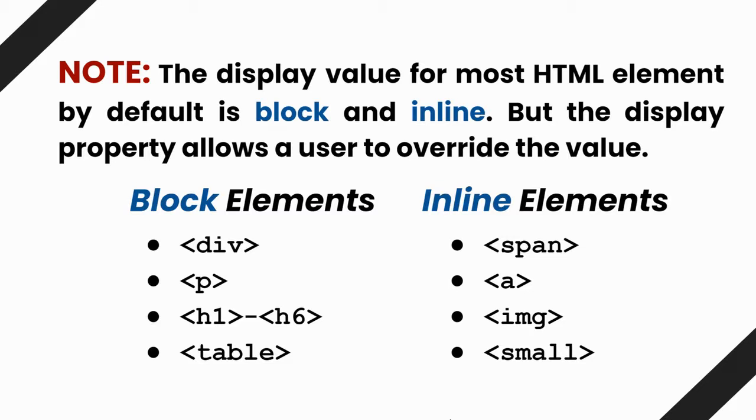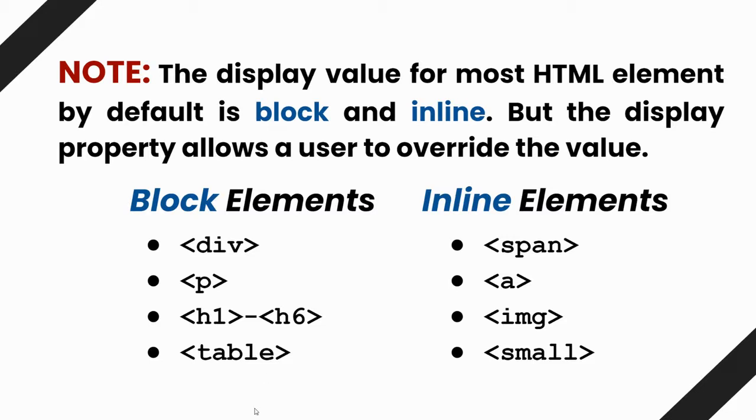So by the word override, it basically means it gives you the power to change how it appears, even when it already has a default way it's meant to appear. As you can see on the screen, we have a list of block elements which we already know of. You can see the div, the p tag, the heading 1 to heading 6, and the table tag. Now, each of these tags or elements are actually block elements, but you can also define them to be inline elements. And that's what the display property actually does for you.